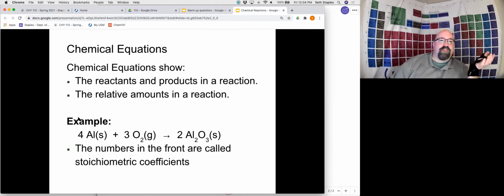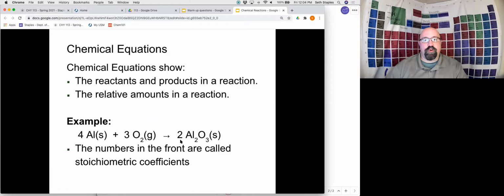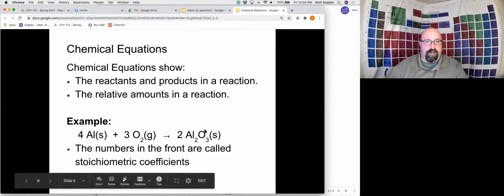And so our chemical equations show us our reactants and our products. They also show us the relative amounts that are used in a chemical reaction. And those are the numbers in front. And we'll see where those come from in just a minute. But for instance, in this equation here, the formation of aluminum oxide, we need to take 4 aluminum atoms. We need to add 3 oxygen molecules to that, and that's going to form 2 aluminum oxide molecules. And these numbers in front are called stoichiometric coefficients.